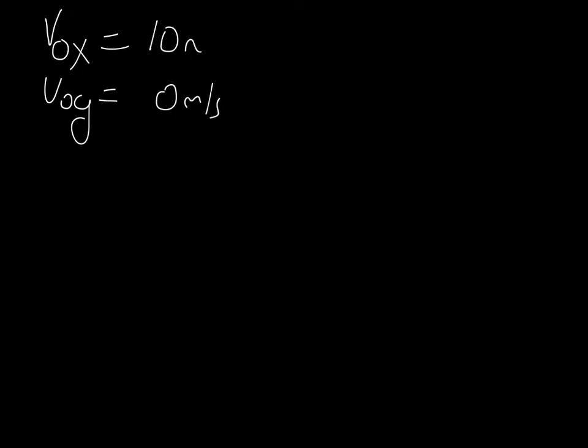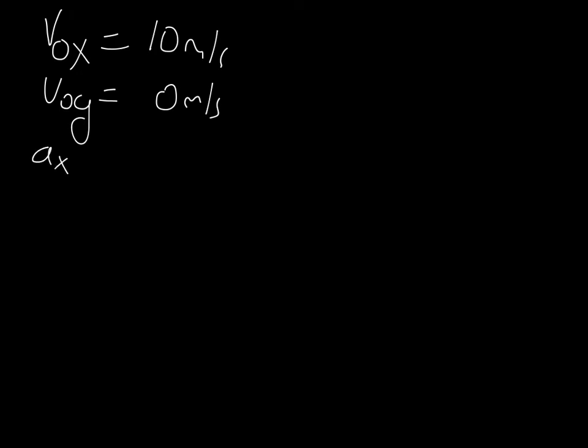Just repeating the variables we know from the first one. V naught x equals a positive 10. V naught y is 0 meters per second. Why is it 0? Well, all the energy I can throw is going exactly sideways, so there's no energy pushing this thing down to start. If you want to think of it like a waterfall, there's no water rising up out of the river before it goes off the edge of the cliff, and none of it's going into the cliff, it's just going sideways, right? So V naught y is 0.